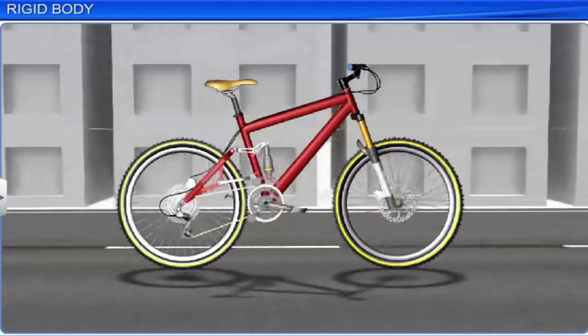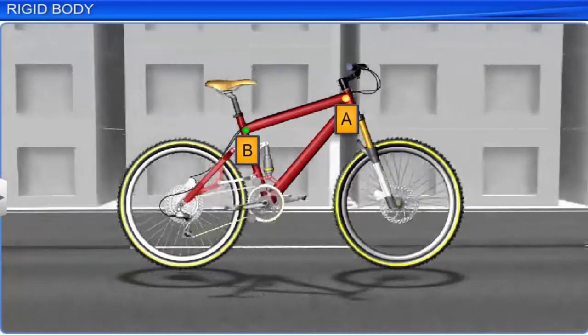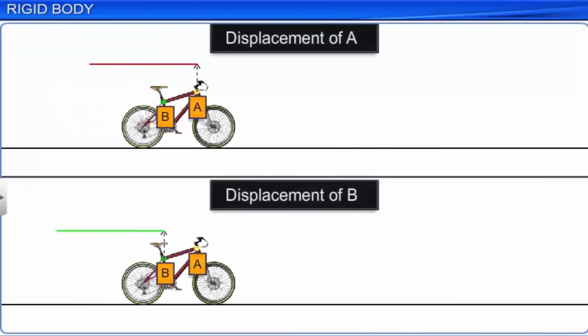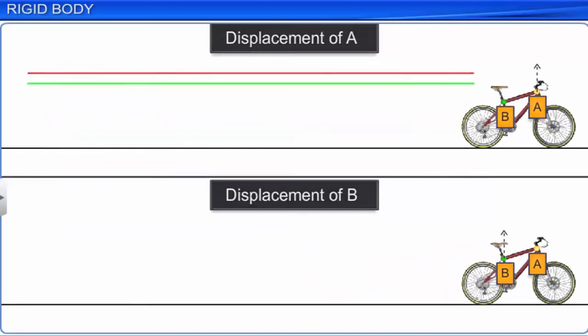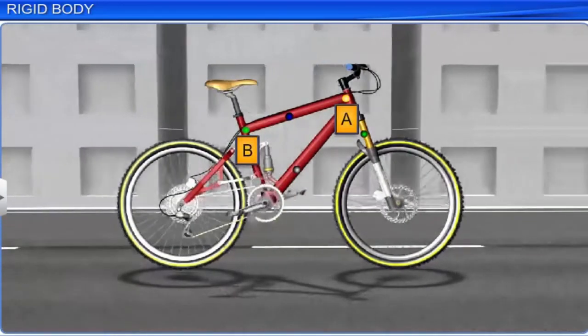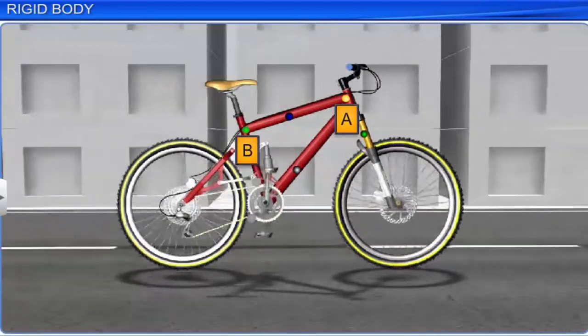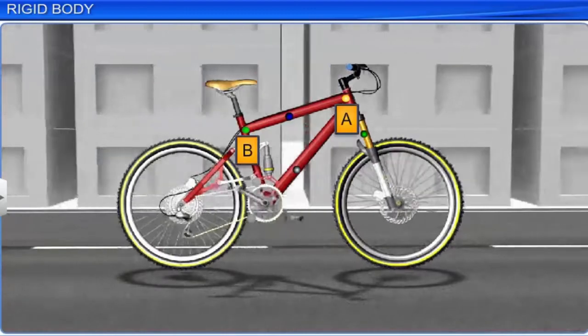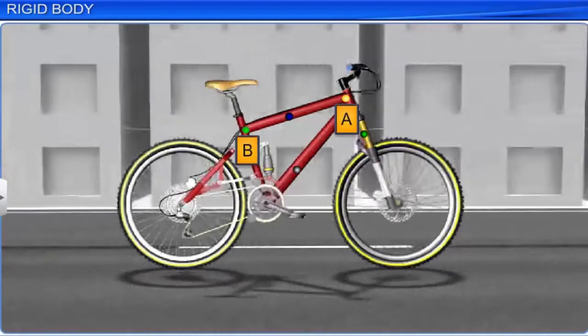Let us now observe a bicycle in motion. If A and B are two particles on the frame, as the bicycle moves, the displacement is the same for both A and B. It implies that the velocity of particle A is equal to the velocity of particle B. This is also true with all other particles of the rigid body. Such a motion of a rigid body in which the velocity of all the constituent particles is the same at any instant of time is known as translational motion.